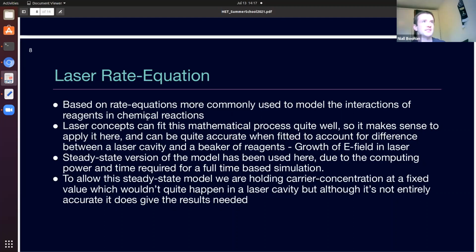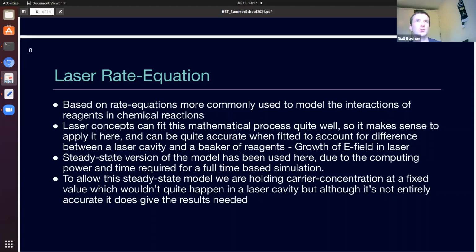Yeah, so we've just looked at a steady state version of it. You can also do the time-based one, which I sent around as well. The steady state one, we have to make more approximations to keep it a simple model.